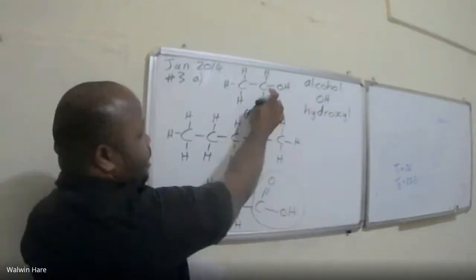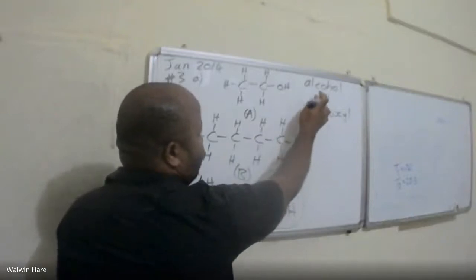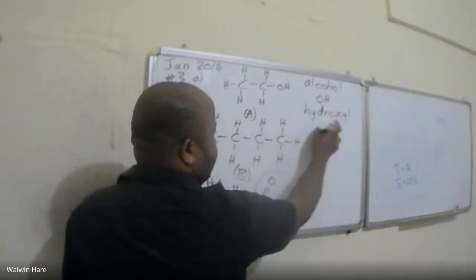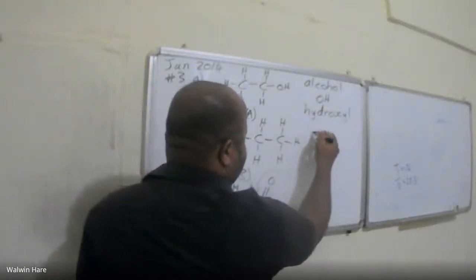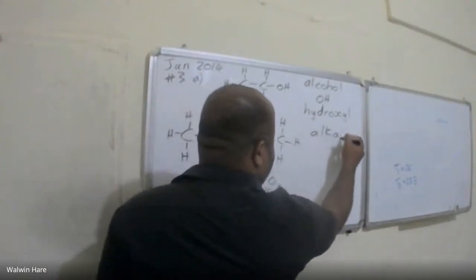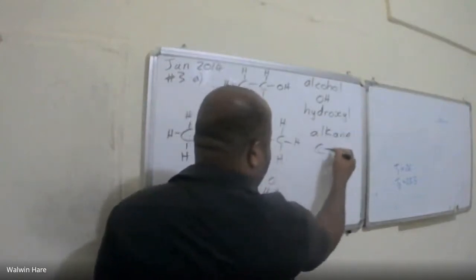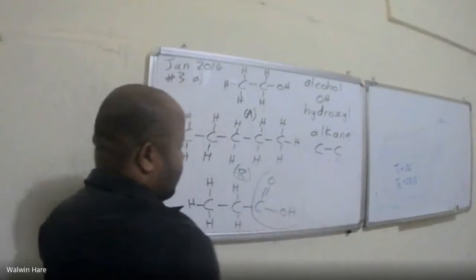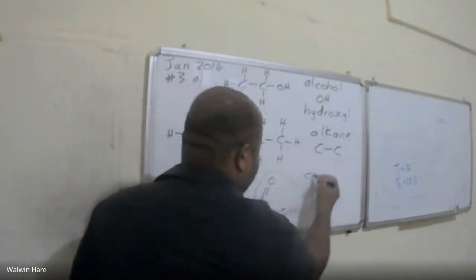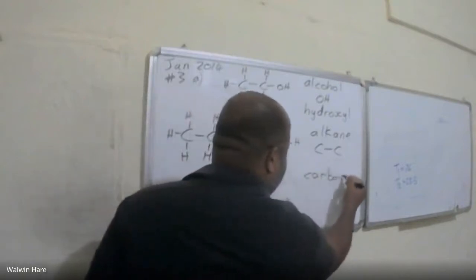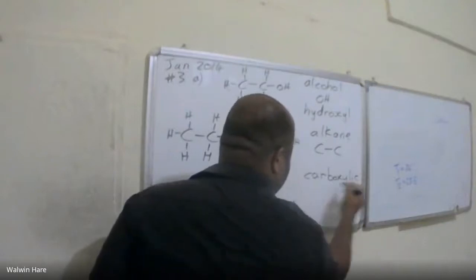Right. So this is the alcohol functional group, OH. The name of it is the hydroxyl group. This is the alkane functional group, carbon to carbon, single bond. This is carboxylic acid.